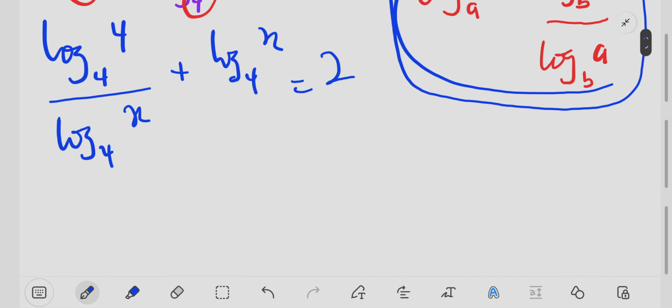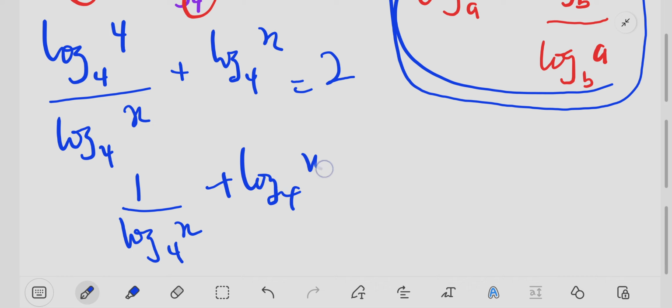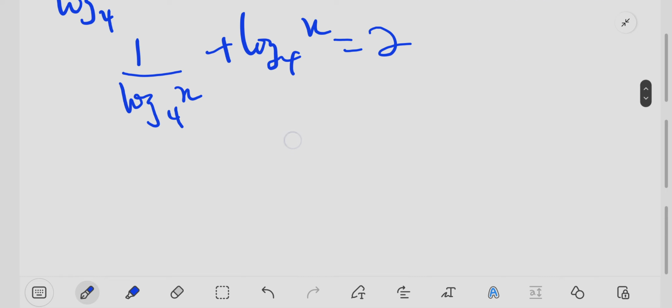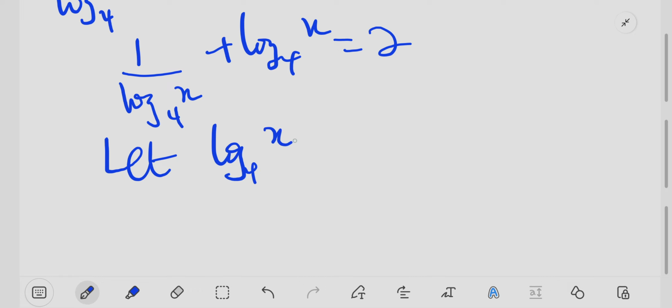Okay, so we know log to the base 4 of 4 is just 1, so we're going to end up having 1 over log to the base 4 of x plus log to the base 4 of x equals 2. So from here, it becomes more simple if you represent the whole of log to the base 4 of x with a variable, right? So you can just say let log to the base 4 of x equal, let's say, a. So our equation becomes 1 on a plus a equals 2.